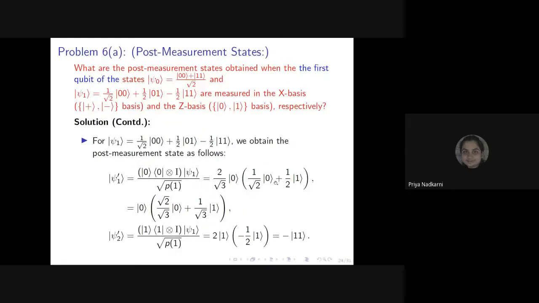So we have obtained the post measurement states for both the states when measured in the x and z basis. Do you have any doubts in this part?